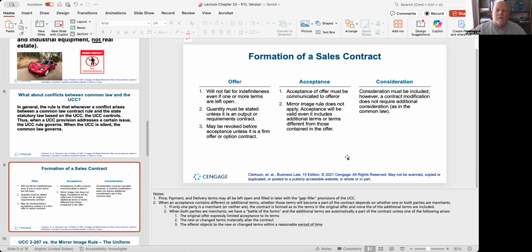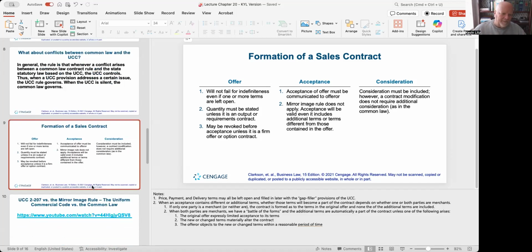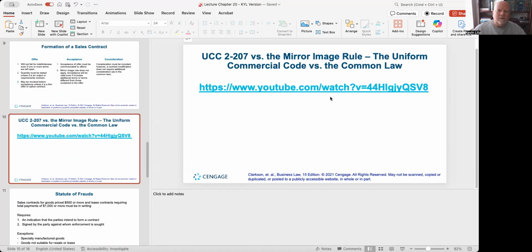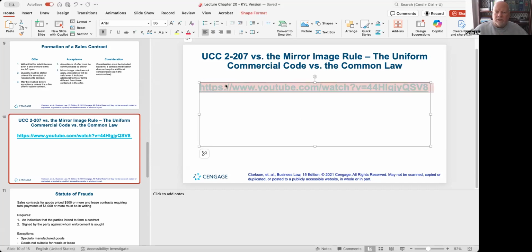Well, consideration, pretty similar to common law. Now, let's look at one of the UCC provisions as opposed to the common law. How are they different? The rule we already learned as opposed to the new Uniform Commercial Code rule.